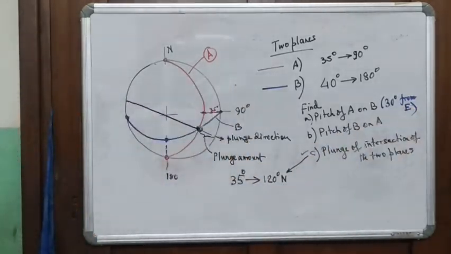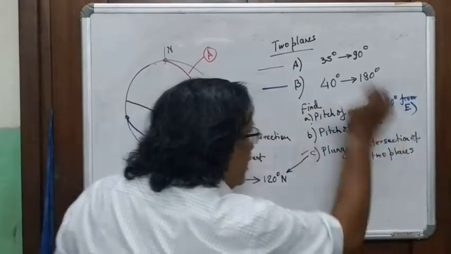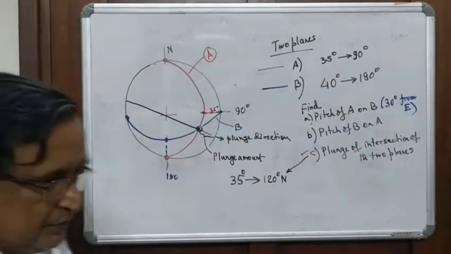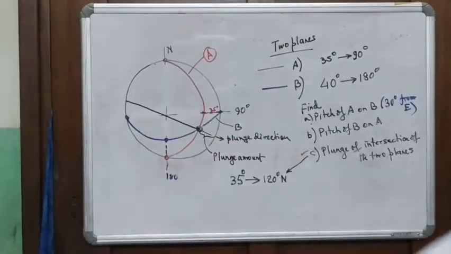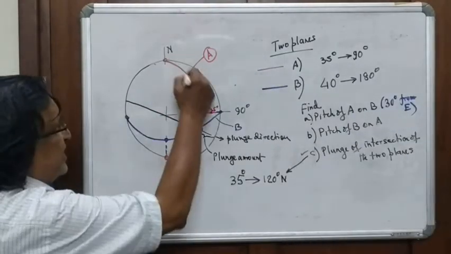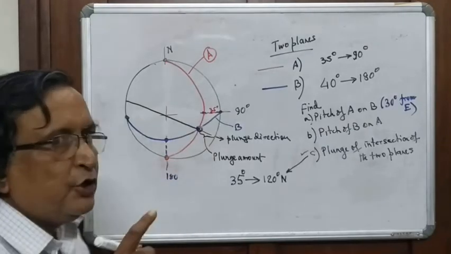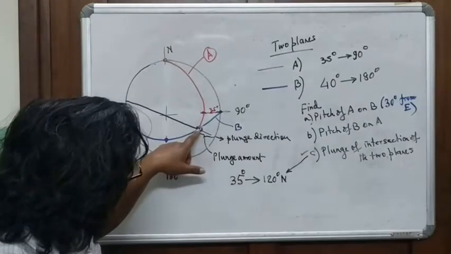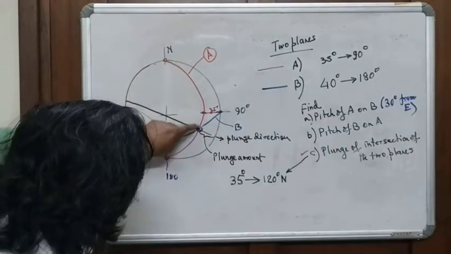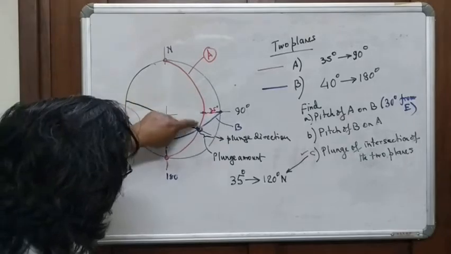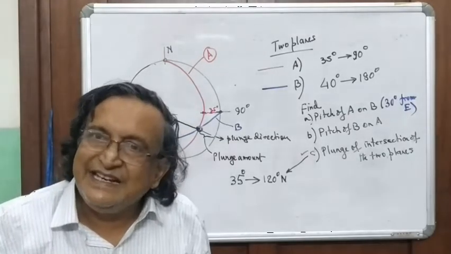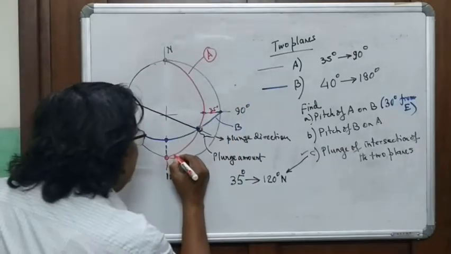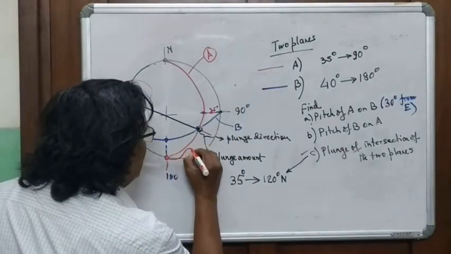Now it asks you the pitch of B on A. Now your plane is A. So this is your plane now. Your plane has changed. Now this is your plane, and it is asking you the pitch of B. That means it's asking you the pitch of this point. So is it this or is it this? This is impossible because this is more than 90 degrees. Obtuse angle, pitch is always an acute angle.